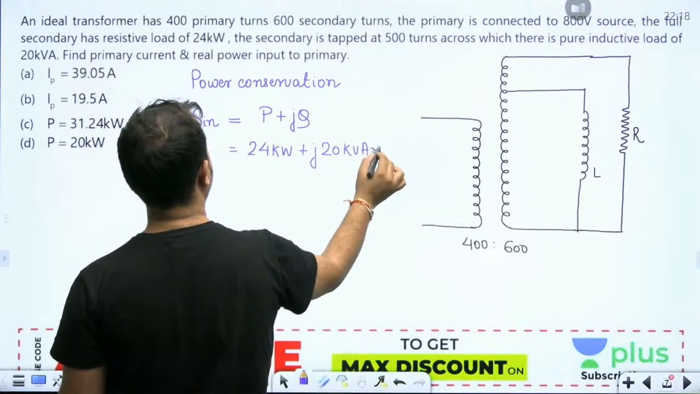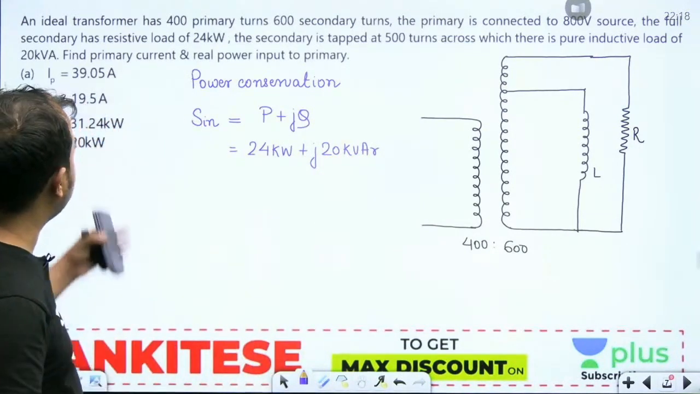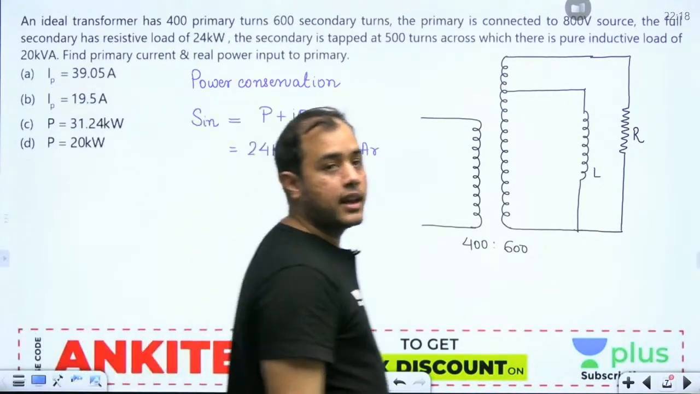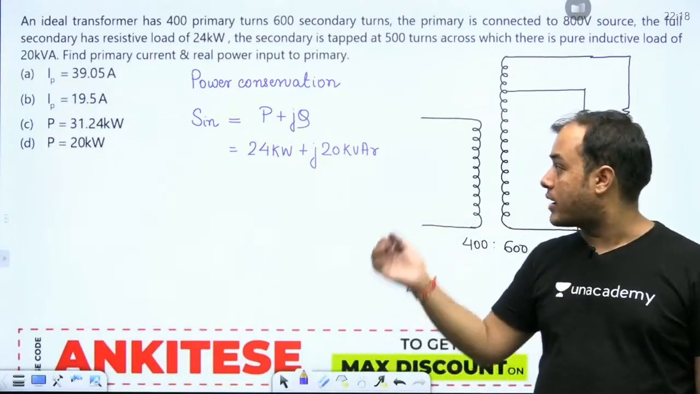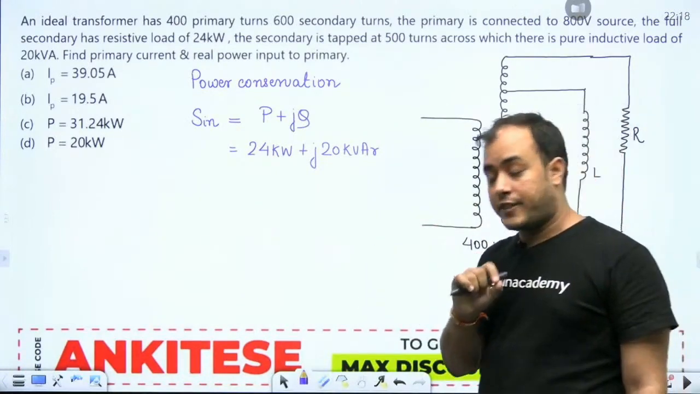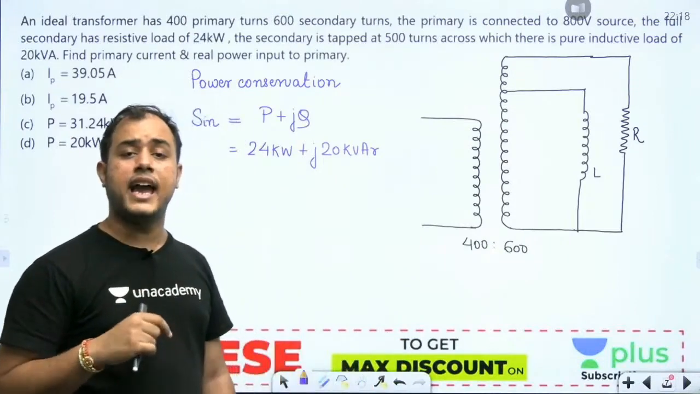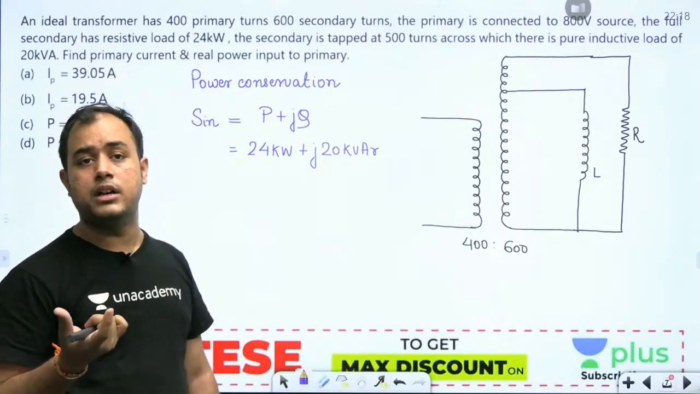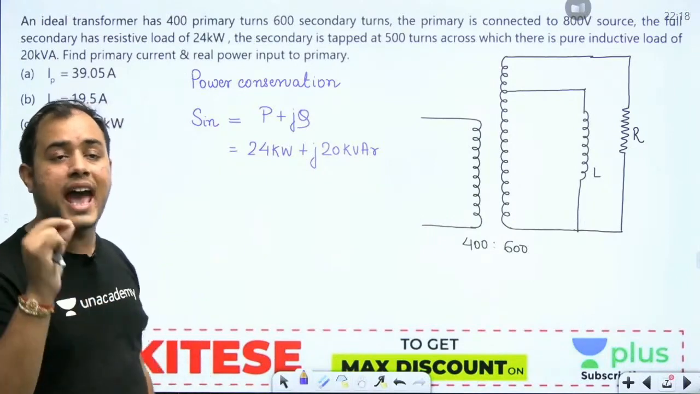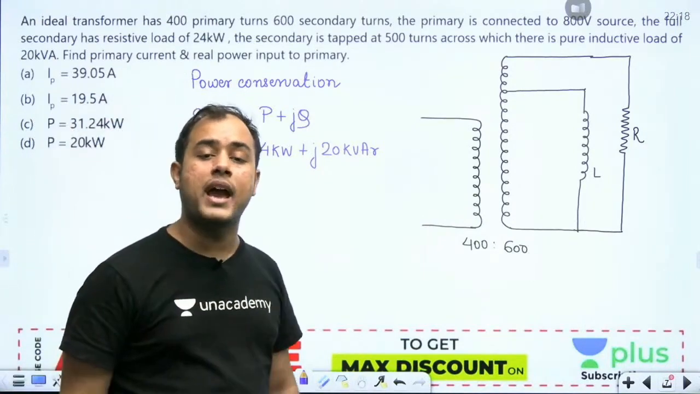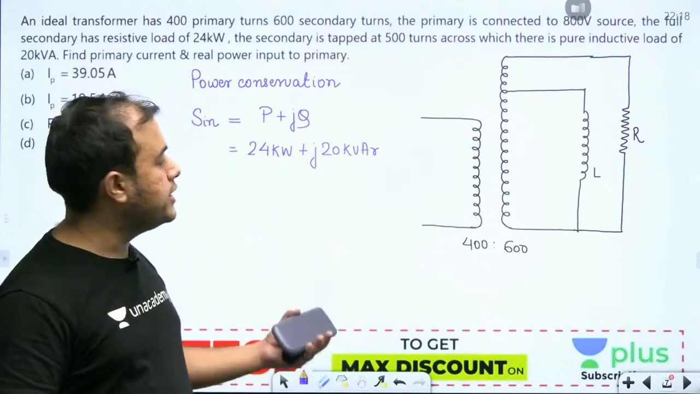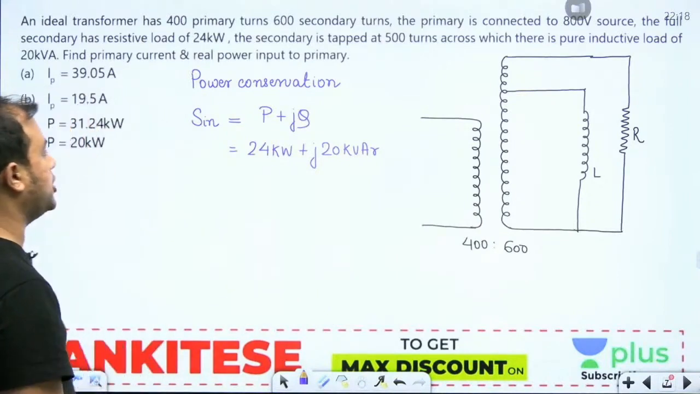Now you will say, sir, the inductive load power is given in kVA, you are writing in kVAR. My friend, when there is a purely inductive load, its reactive power is equal to apparent power. It does not consume any real power. So Q is equal to S. That is why it is Q.